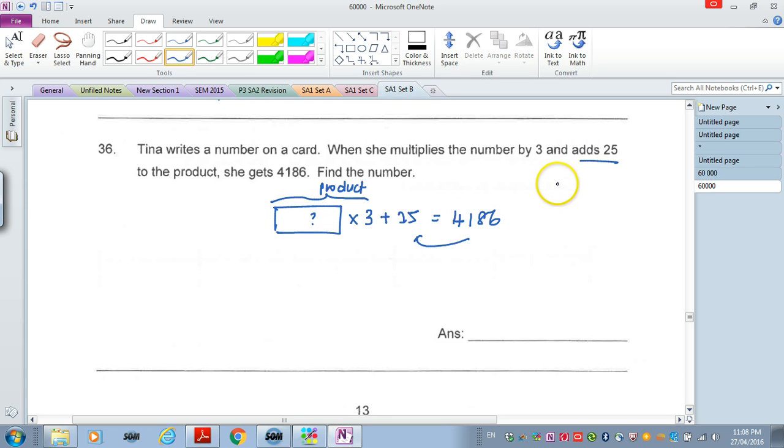So I take 4,186, I minus off my 25, I would get 4,161. And then I need to take this 4,161 to divide by 3. And when I divide by 3, my answer would be 1,387.